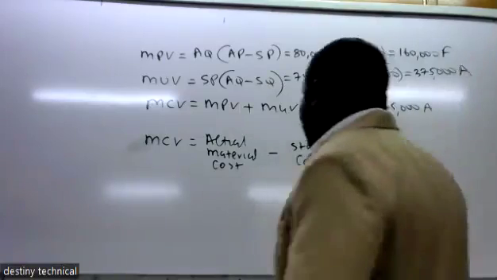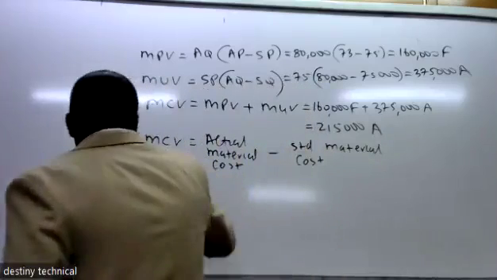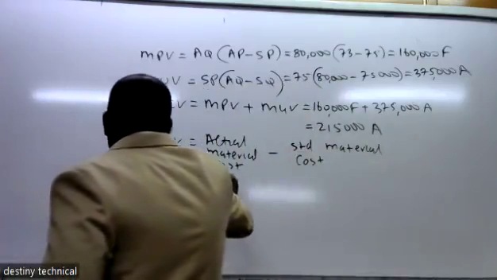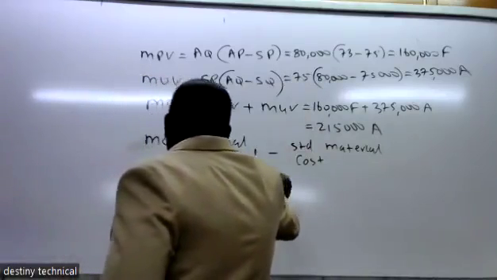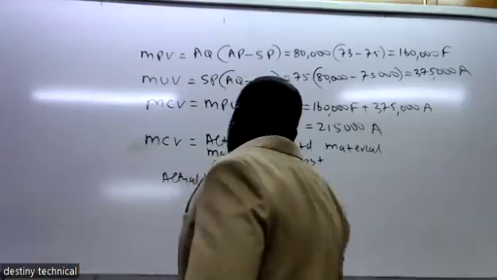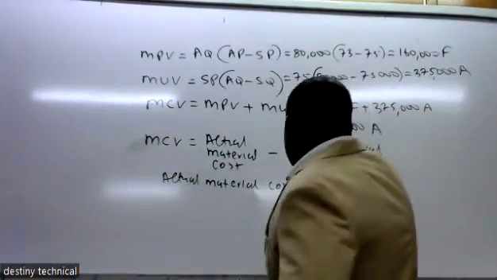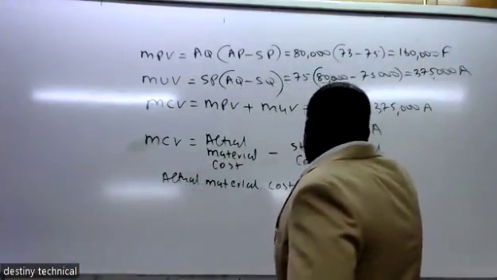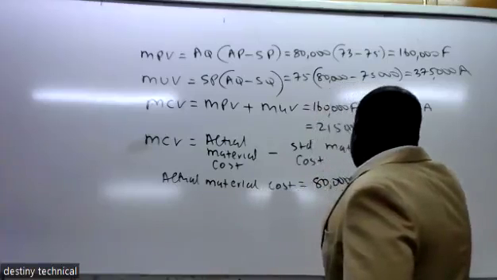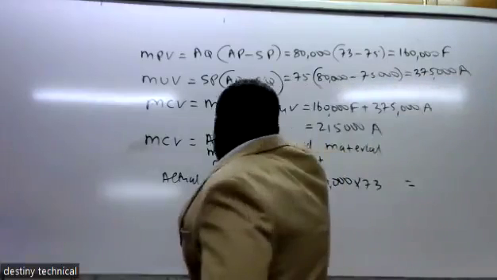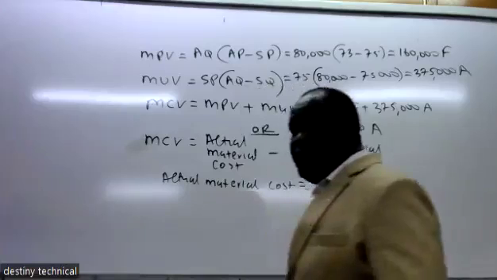So we start with the actual material cost. Actual material cost, you take 80,000 multiplied by 73. You take that. So this is an alternative method of how to get the variance.